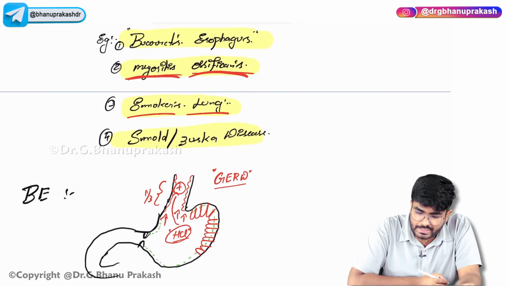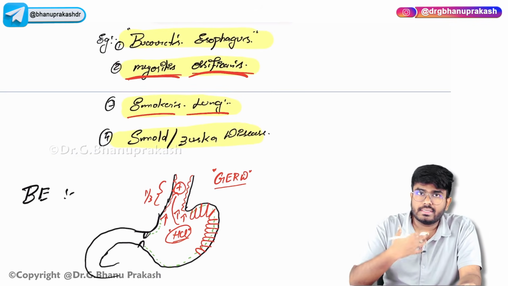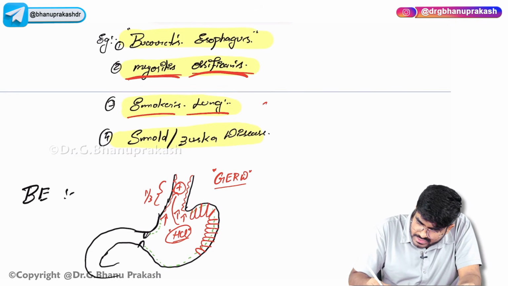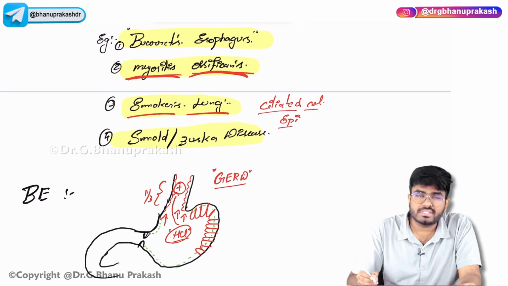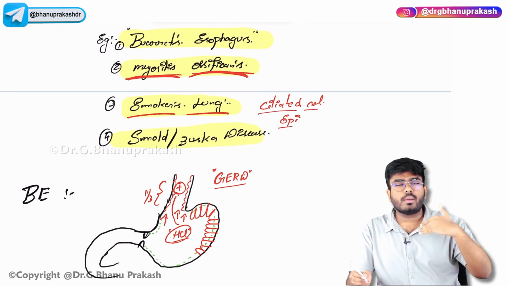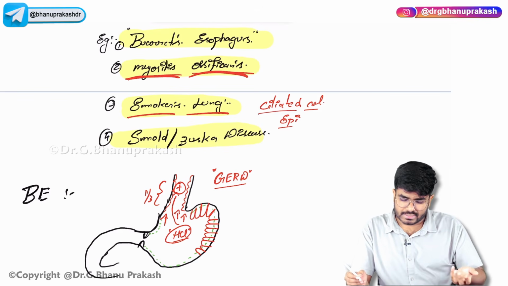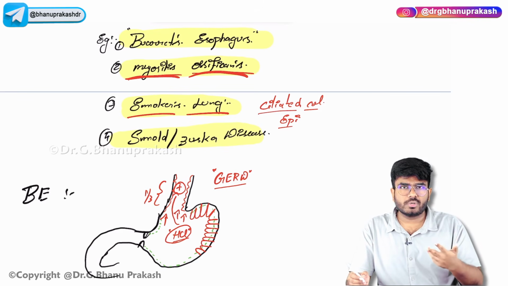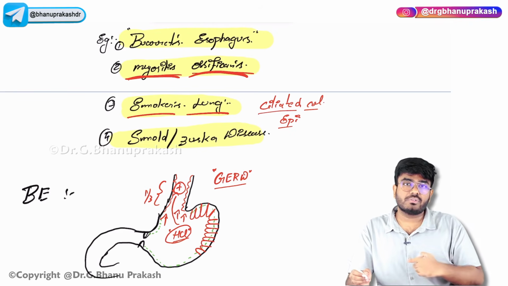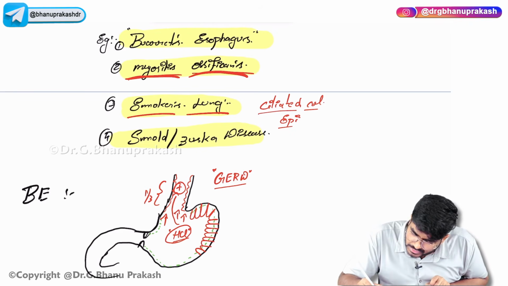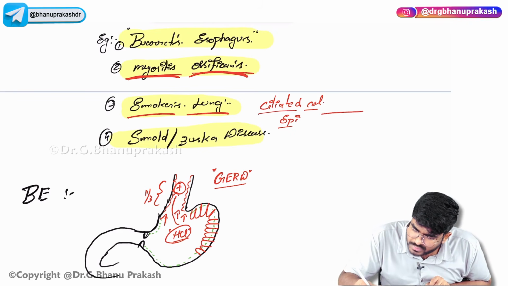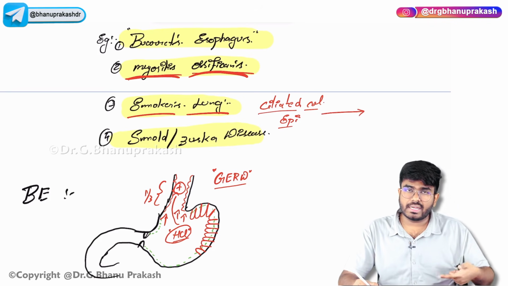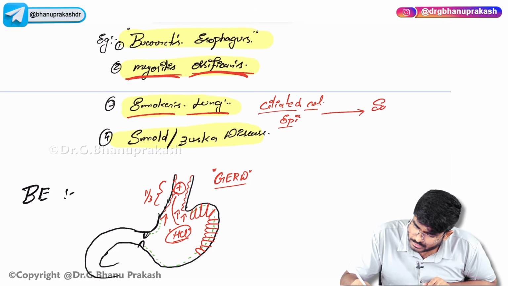In a smoker's lung, what exactly happens? Normally in the respiratory tract, what kind of epithelium is there? Ciliated columnar epithelium. The cilia are there to remove the mucus, the sputum, and the dust particles. So whoever is smoking, the smoke is going to damage the respiratory lining. The epithelial cells are going to convert from ciliated columnar epithelium to squamous epithelium. Now they are becoming squamous epithelium.